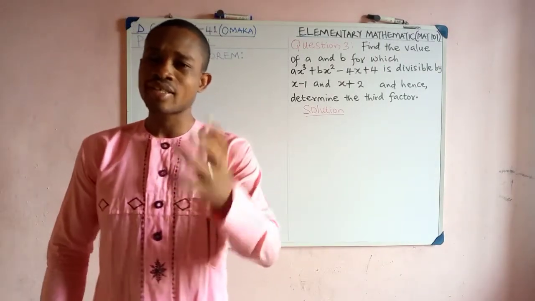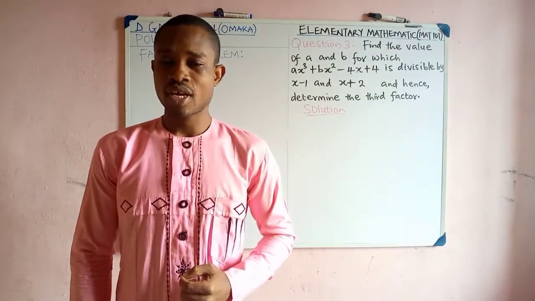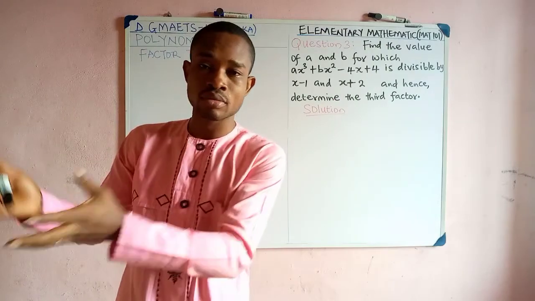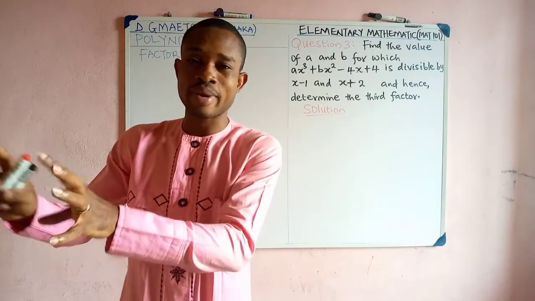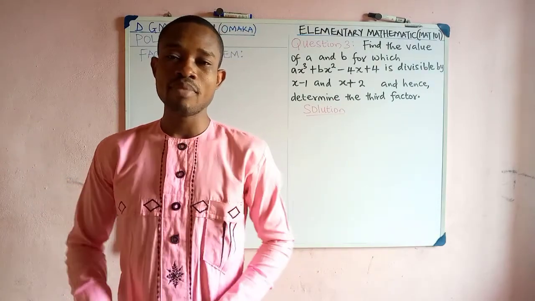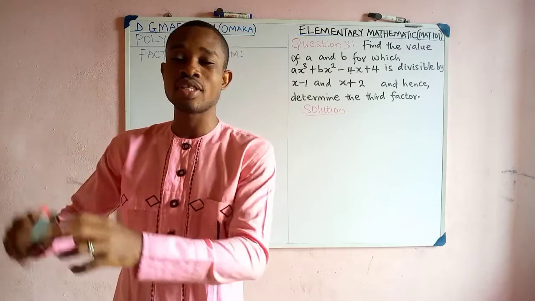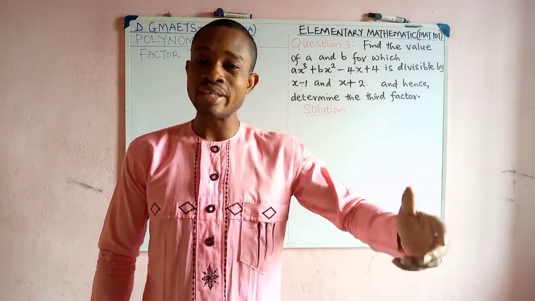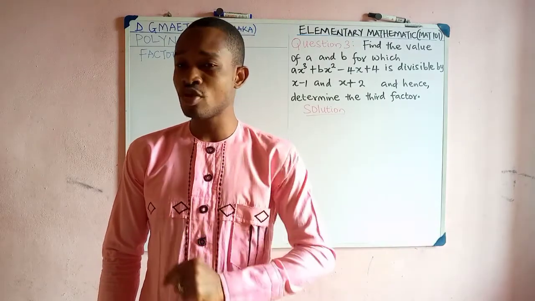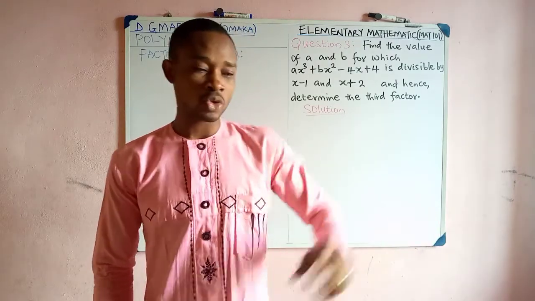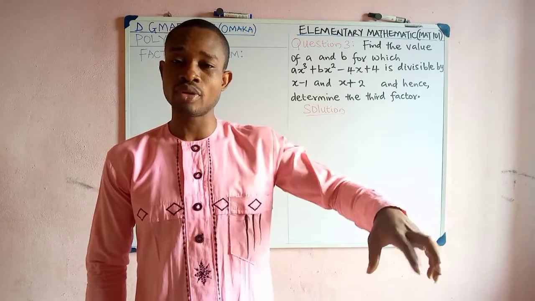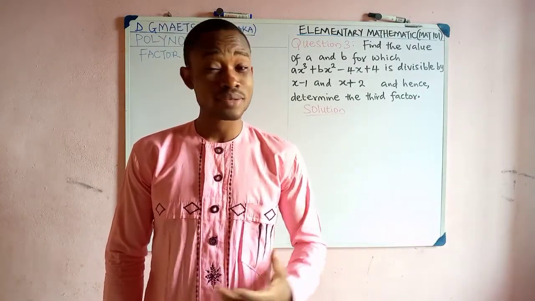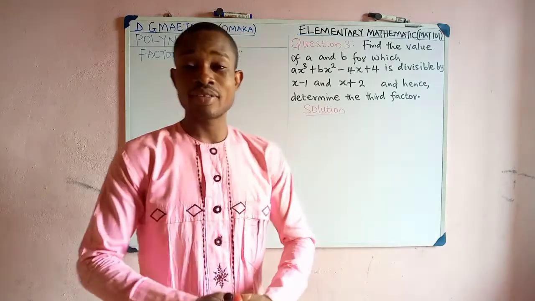You would recall that I stated in previous videos that whenever you hear that a polynomial is divisible by certain factors or by a given divisor, it simply means that that divisor is a factor of the polynomial. And that means you are to use the factor theorem, where if you substitute for the variable in that polynomial, your remainder is expected to be what? 0. So we're going to apply the same knowledge here.